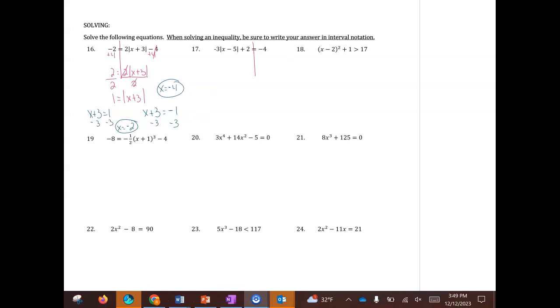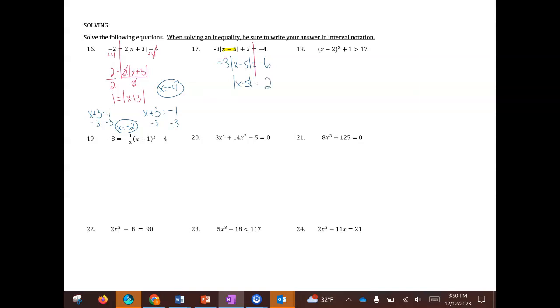All right, finishing the absolute value. So 17, we're going to isolate the bars again. So just a reminder, not touching these. So first I'm going to subtract the 2 over, which leaves me negative 6 on this side. And then I'm going to divide by negative 3, which leaves me with a positive 2.